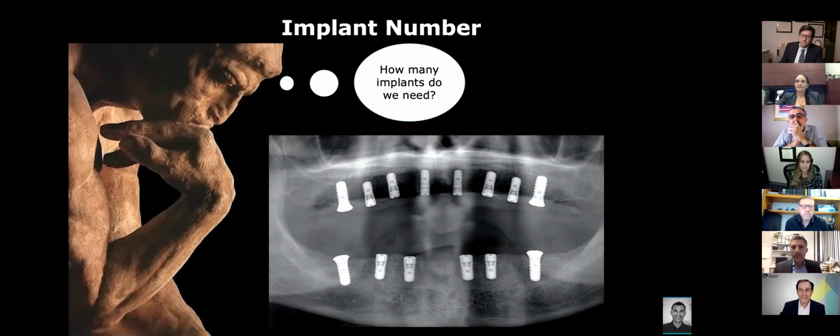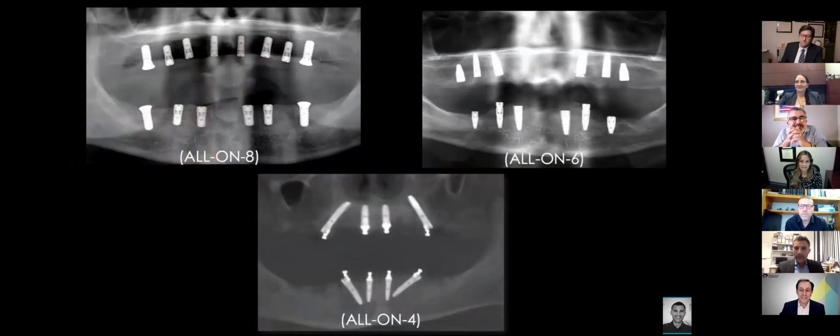And I know you're going to say this guy is Greek. What's up with the rhetorical questions? How many implants do we need? So there are all sorts of configurations. We can have as few as 4 implants with an axial or a tilted design. We can have 6 implants. We can have 8 implants.